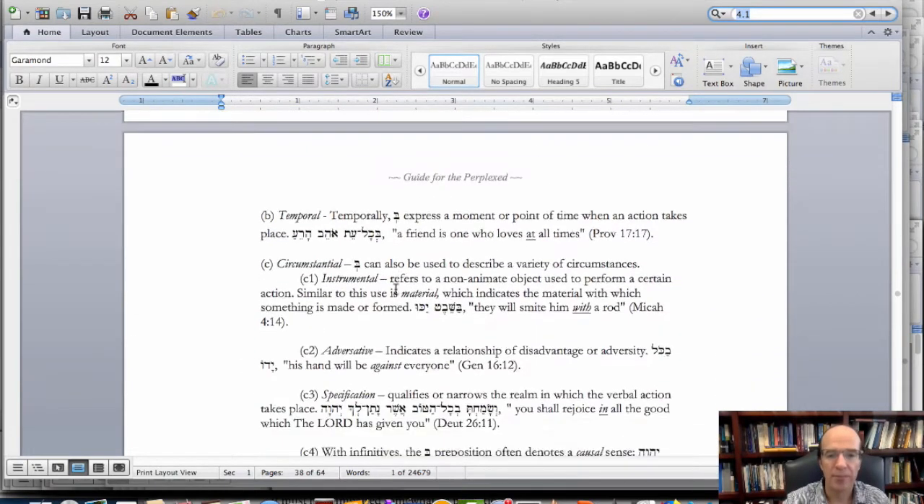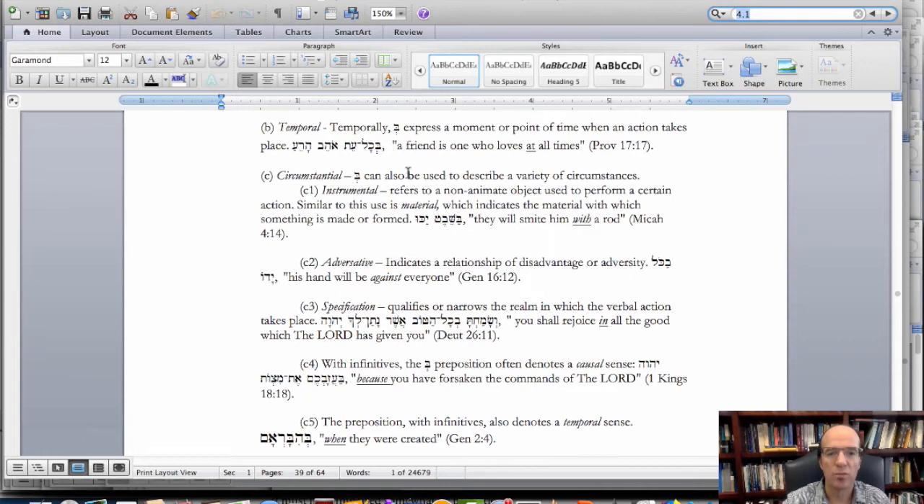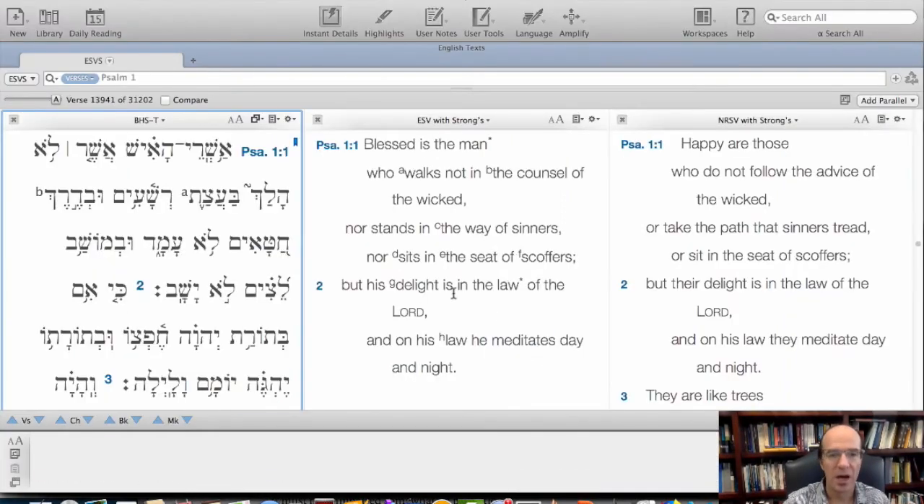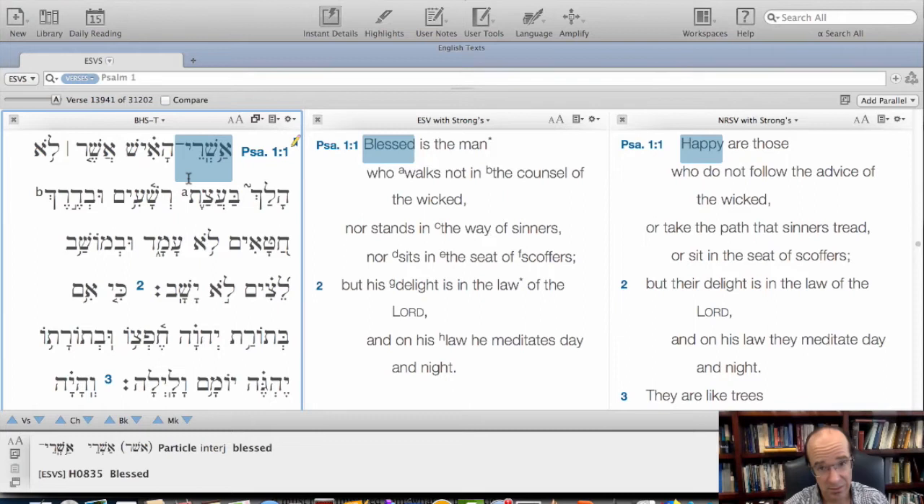Temporal would be time. Circumstantial, so it would be something like, blessed is the person who does not walk by the counsel of the wicked. So that could be maybe an instrumental use. So there's some different options here. But again, in each case, you want to go through and select the best option. Now, probably most generically, this is talking about the location, does not walk in the counsel. You could also argue that maybe it's instrumentation or means. So those would be your two best options.